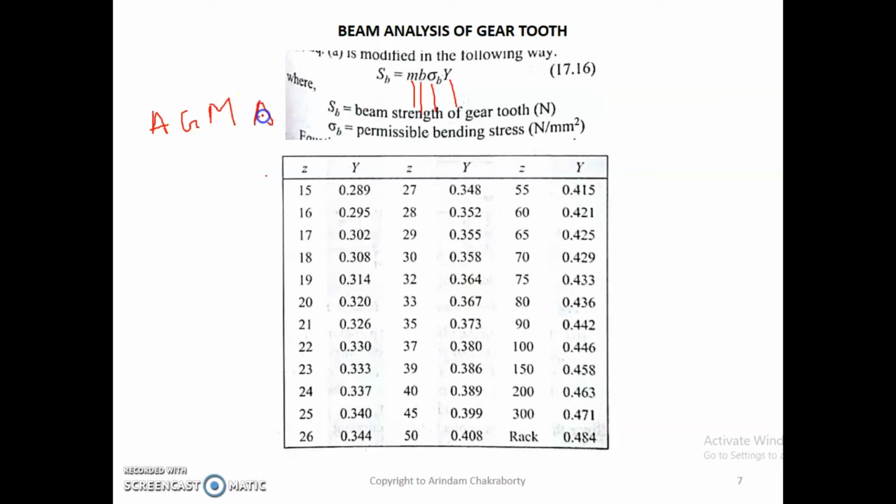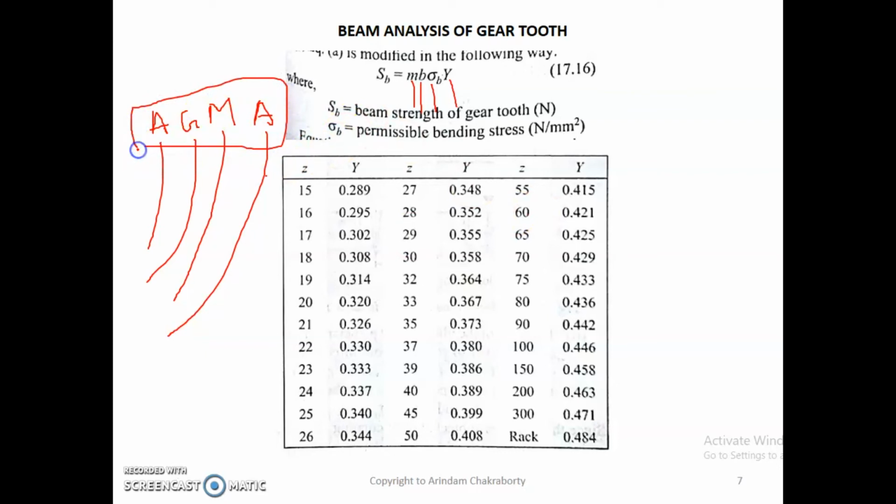A stands for American, G stands for gear, M stands for manufacturing, and A for association. Now AGMA is an organization which makes the formulas or driving formulas, and works on the types of formulas as well as everything which is required for gear manufacturing as well as for calculation of gear.